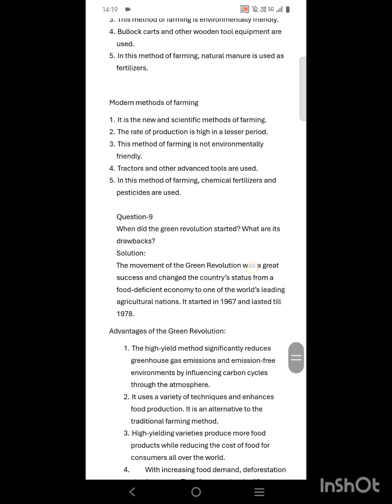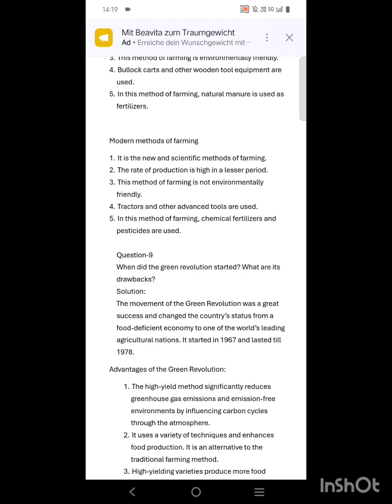So now, modern methods of farming. It is a new and scientific method of farming. The rate of production is high in a lesser period. This method of farming is not environment friendly. Tractors and other advanced tools are used. In this method of farming, chemical fertilizers and pesticides are used.